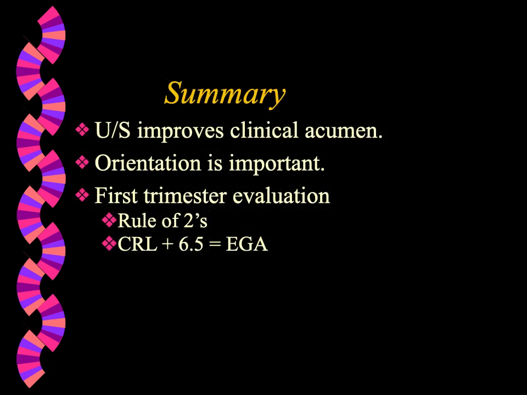So, in summary, we've seen how ultrasound improves our clinical acumen in both OB and GYN. We have seen how orientation is very important. We've looked at some first trimester evaluation, the rule of twos, so you can go back and review that slide. It's just a handy guideline. And then another handy guideline is the crown rump length in centimeters plus 6.5 is the estimated gestational age.